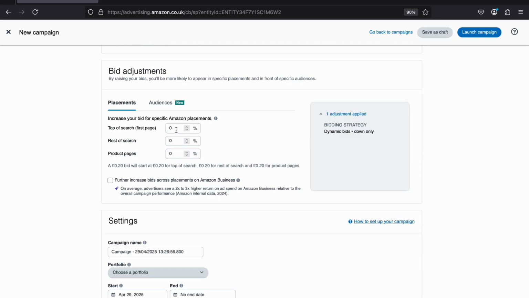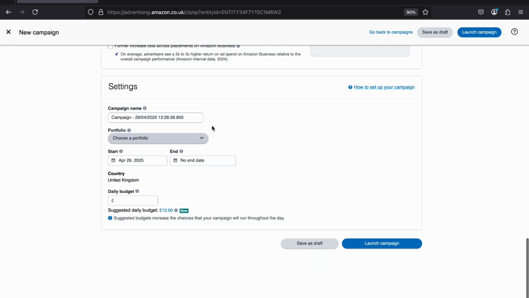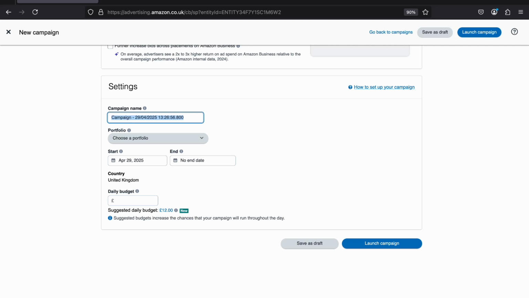And then you have the option for bid adjustments. Now, this is a little bit more advanced. So as a beginner, honestly, I wouldn't worry about these too much. And then you need to go ahead and name your campaign. It's really, really important you're as organized as possible. Trust me, when you have 100+ campaigns, if you're not organized with your naming structure, it can become an absolute nightmare. So I recommend going with the type of ad. So I've gone for auto, I've gone for down only as the bidding strategy, and I've gone for 0.2 as the bid. And then you can just put the name of the book.